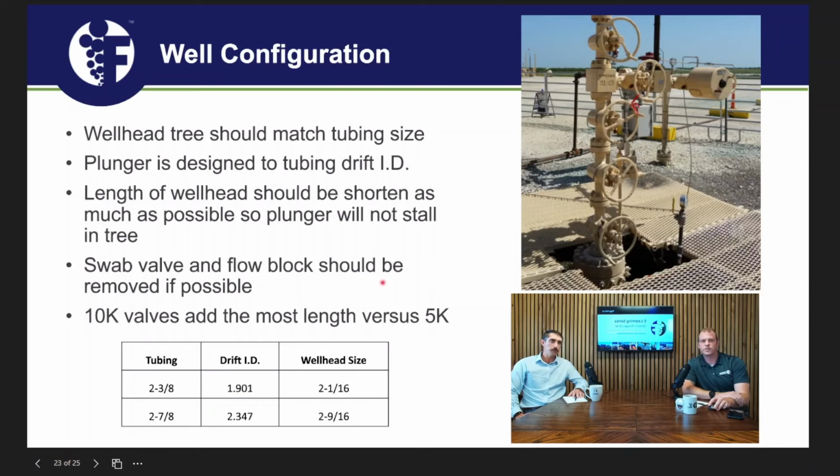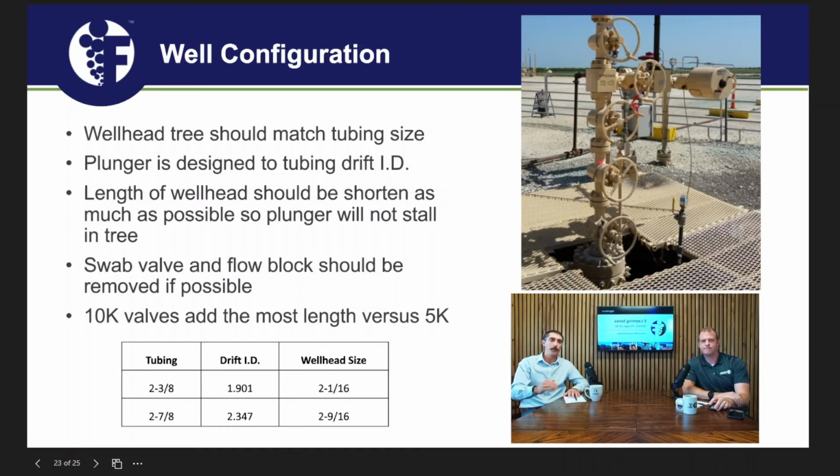Typically, if we're on 2 3/8 tubing, you've got to have that 2 1/16 wellhead. If you oversize it, the plunger is going to lose its seal once it gets there, and it won't come up to the lubricator. It'll just hover down there. And with a bypass plunger, it has to go all the way to the top to shift the bypass mechanism. I'm not going to say it's impossible, but it's not ideal.